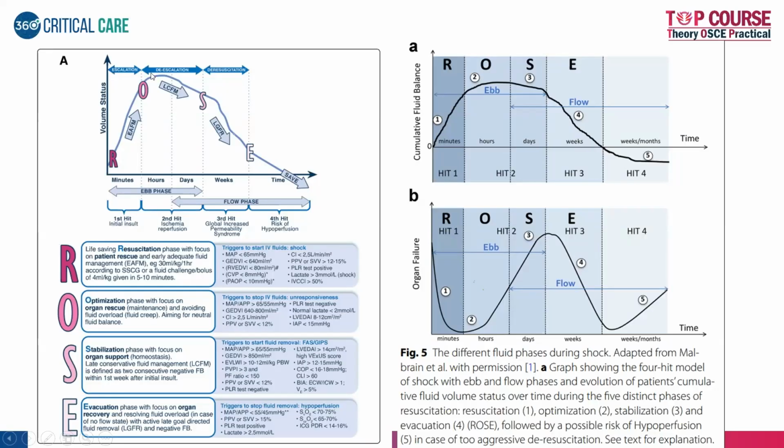De-escalation is different as compared to de-resuscitation. In resuscitation, you can be liberal. You can give 30 ml per kg per hour. After that, do a fluid challenge, give 4 ml per kg every 5 to 10 minutes based on your test of fluid responsiveness. In the optimization phase, you need to think about maintenance, keeping these targets at the optimal level.